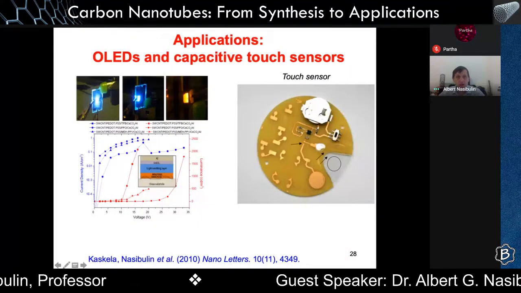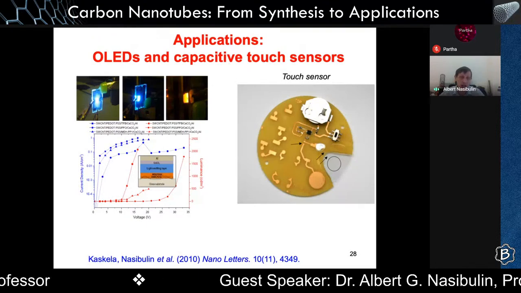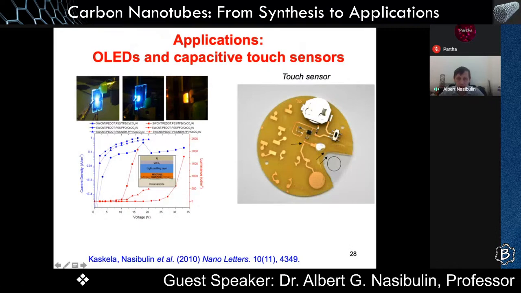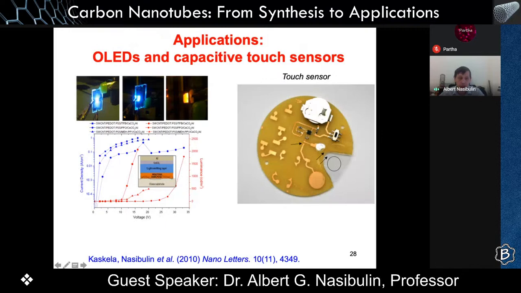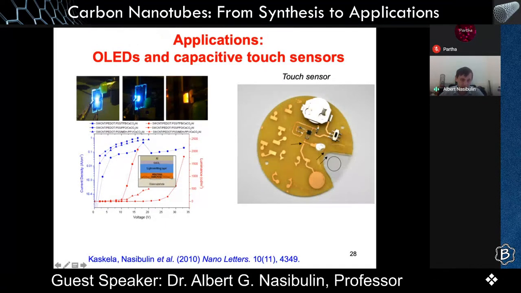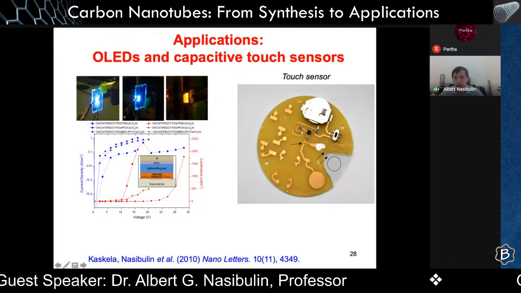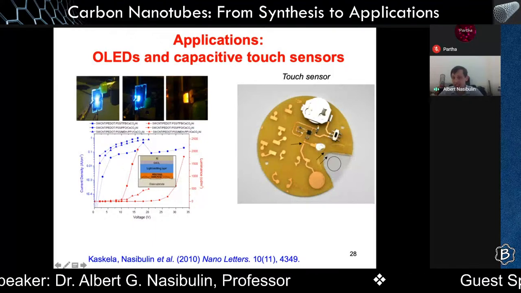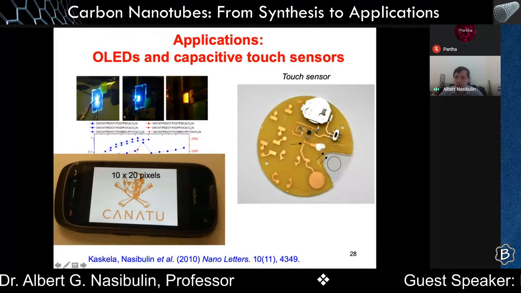So our films could be utilized for different applications. And here I would like just to show that in 2010, when we really produced films close to 100 ohm per square, we collaborated with the University of Texas at Dallas. They made some OLEDs for us. They replaced ITO, and we started to work with touch sensors, where the carbon nanotube is a conductive but transparent layer. This is only a single picture, a single pixel.